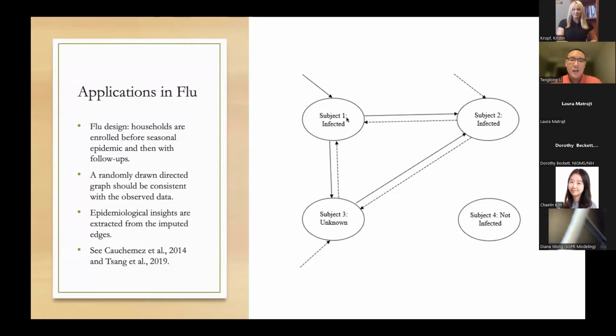And the flu has its own household contact study design. It's really good because they usually enroll households before the so-called flu season, and after the flu season ends, they do the follow-ups and measure, for example, their infection status and so on and so forth. And later I'm going to talk about how this is much better than the TB household contact study design, which became the focus of our project.